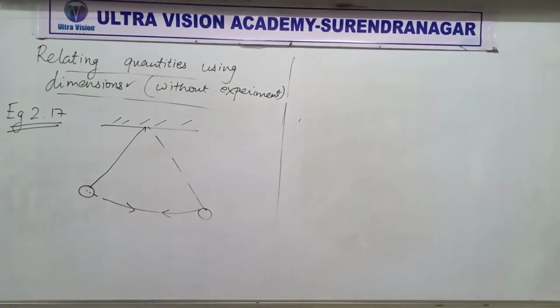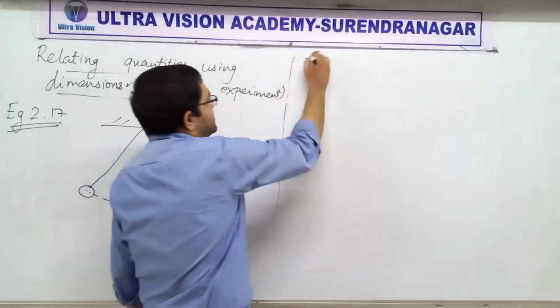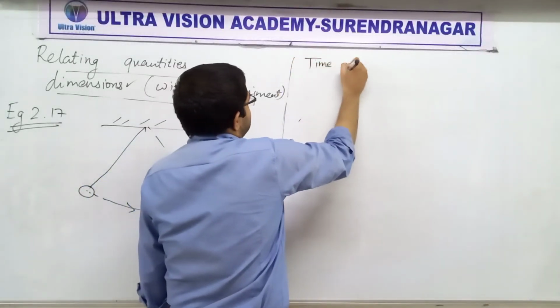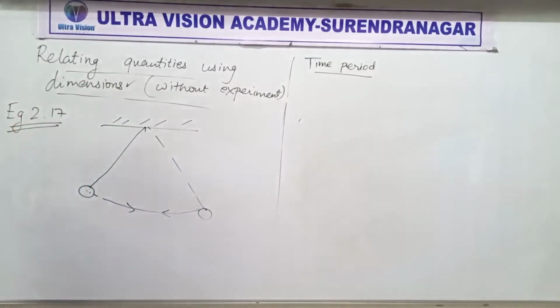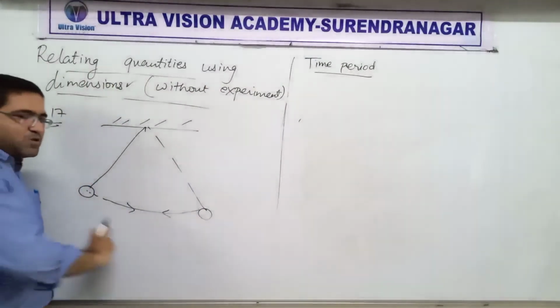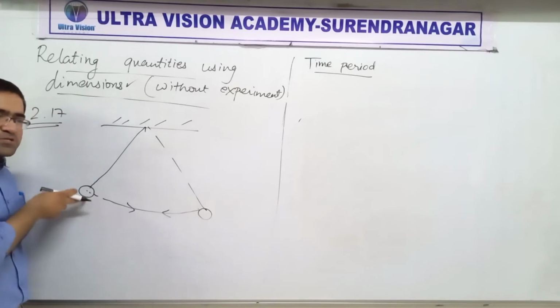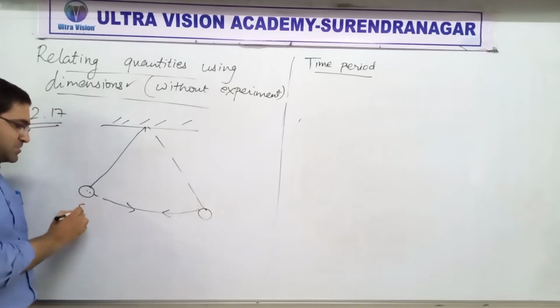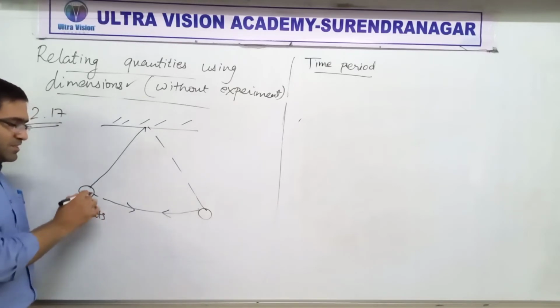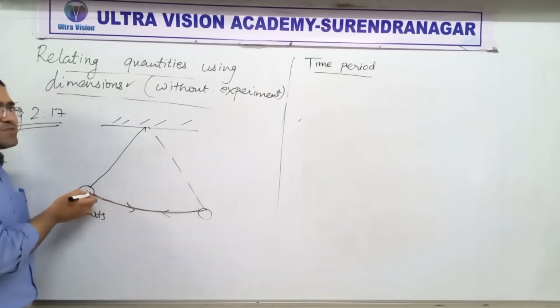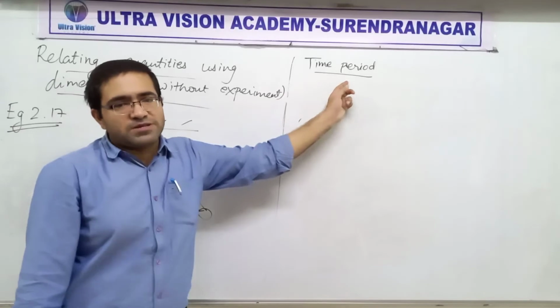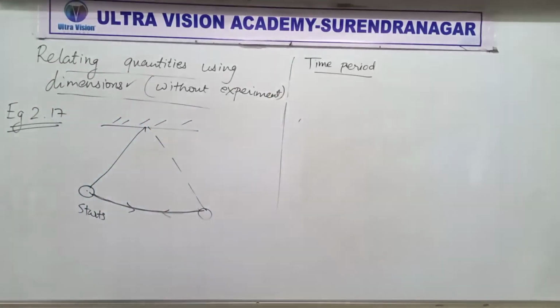Okay? So there is something called a time period. Time period means the time in which it will go there and return to this point. I repeat, suppose it starts here, then the time in which it will go there and come back to the same point, that is called time period. Is that clear?